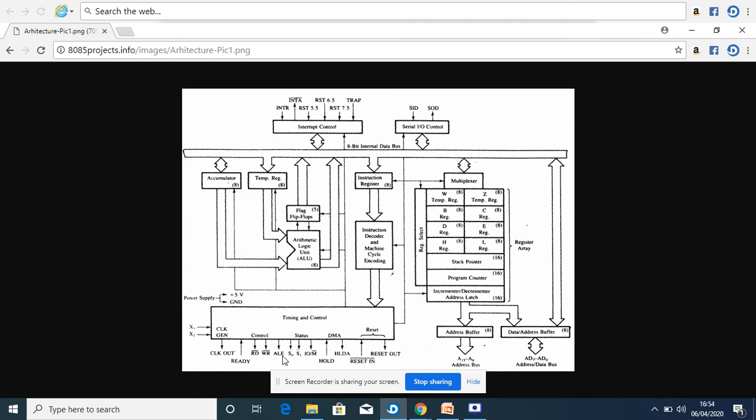ALE means address latch enable. This is used for demultiplexing of the address data bus. These are the status signals and input output with memory. These signals we have already discussed. These signals in combination generate 8 operations that we have already discussed in the pin diagram of the 8085 microprocessor. HOLD and HLDA. These are the hold and hold acknowledgement signals for DMA request. It means direct memory access. Reset in and reset out. These signals are used to reset the microprocessor and reset the input output devices.